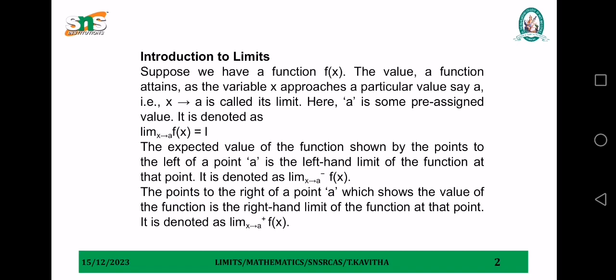The points to the right of a, which show the value of the function, give the right hand limit of the function at the point. It is denoted as limit x tends to a plus f of x. This is the diagram for the left hand limit and right hand limit: x tends to a minus f of x and x tends to a plus f of x.